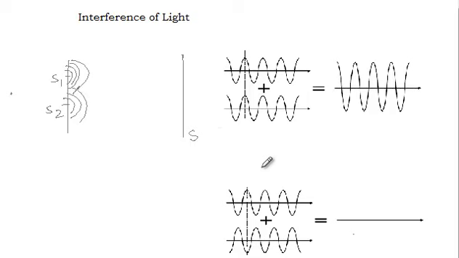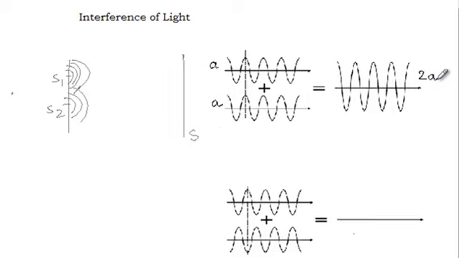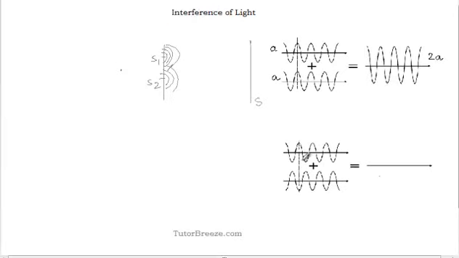Now why is this so? In case of constructive interference, which is the first case which is shown over here, the resultant vibration has an amplitude which is double that of either of the waves. Suppose the amplitude of this wave is A and this is also A, then the amplitude of the resultant is going to be 2A. Whereas in case of destructive interference, if the amplitude of this wave is A and this also is A, the amplitude of the resultant wave is 0.